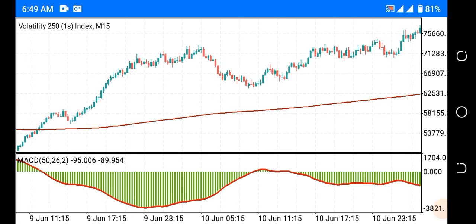Now all you need is two indicators. You need the moving average and the MACD indicator. They are the two indicators you need to record consistent profit trading Volatility 25 1s Index. So right now what I want to show you is how to spot the profitable trades, when not to trade and when to trade.